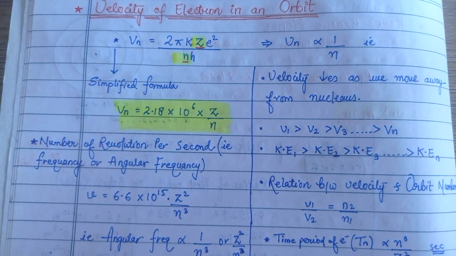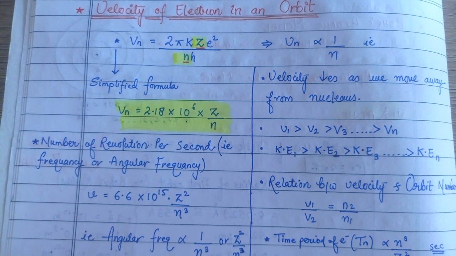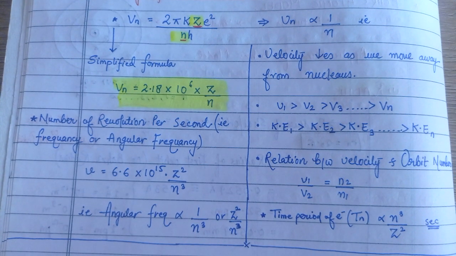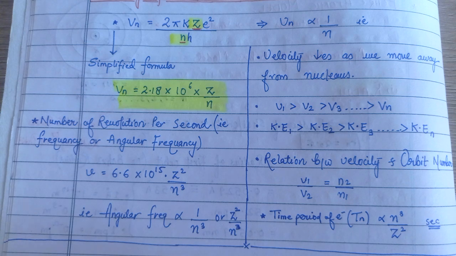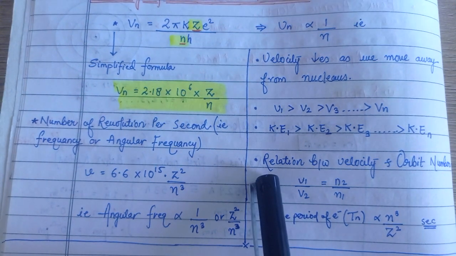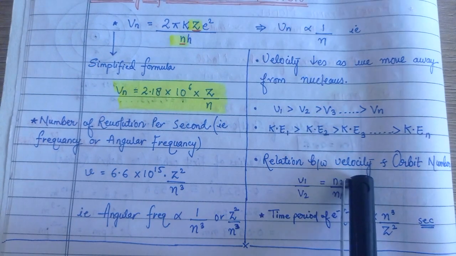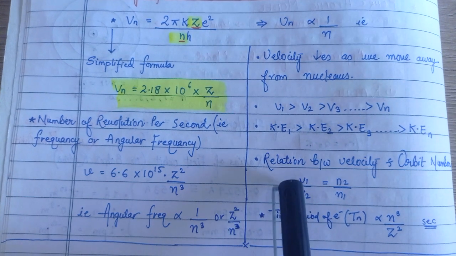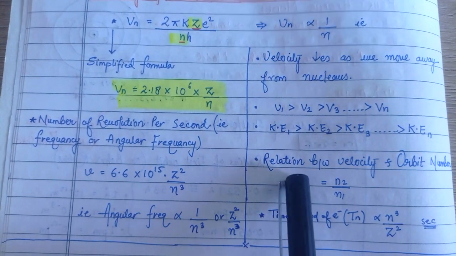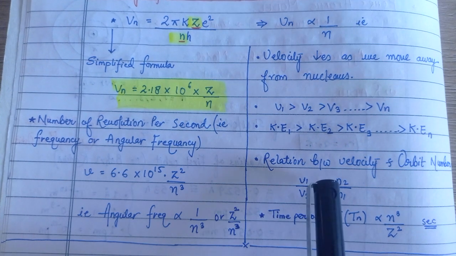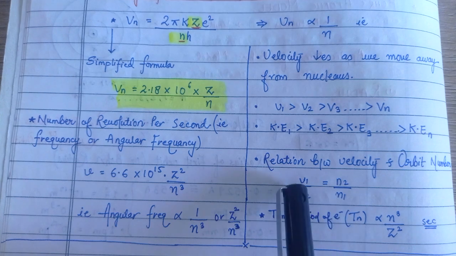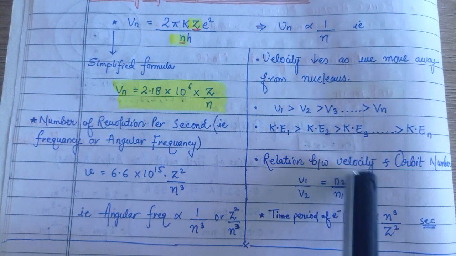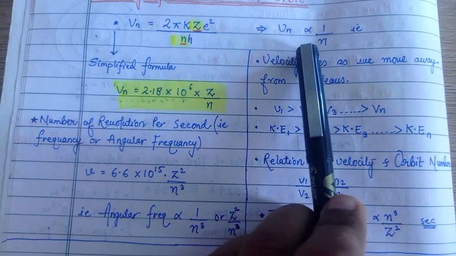And just like the velocity and radius, in examination they may ask you to calculate the ratio of the velocity of two orbits. So my dear student, you can use this formula, you can take a screenshot, the relation between the velocity and the orbit number. If they ask the velocity ratio of two different orbits, you can write v1 upon v2 is equal to n2 upon n1. Why? Because velocity and the orbit number are inversely proportional to each other.